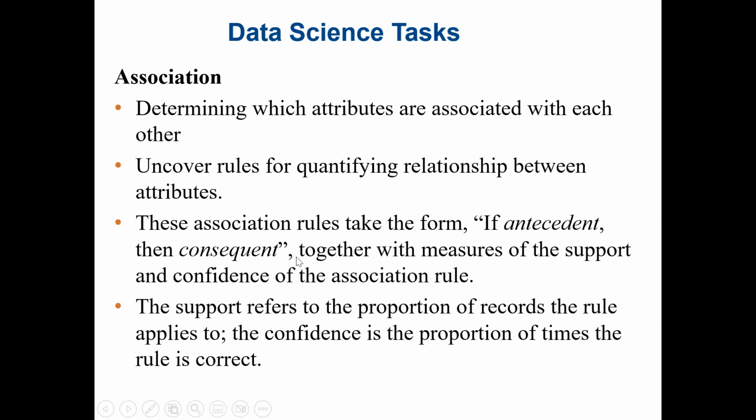Now, association rules take the form of if antecedent, then consequent. So if X equals 10, then Y is 5. Or if product A is bought, then product B will be bought. So product A will determine product B. Product A will be called the antecedent, and product B will be called the consequent. Actually, this will be the last chapter of our course textbook. We are going to cover the concept of association.